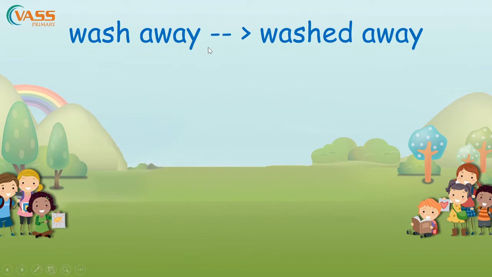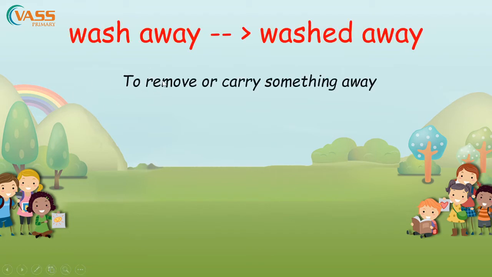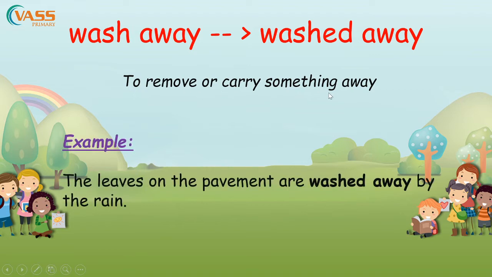Let's wash away something now. Wash away. And then once we're done washing, it has become washed away. This is another one where the ED sound at the end of the past participle is pronounced like a T. Washed. Washed away. To wash away means to remove or carry something away. Let's think about the rain. The leaves on the pavement are washed away by the rain. Have you ever seen that on the street or by your house? Wash it away.